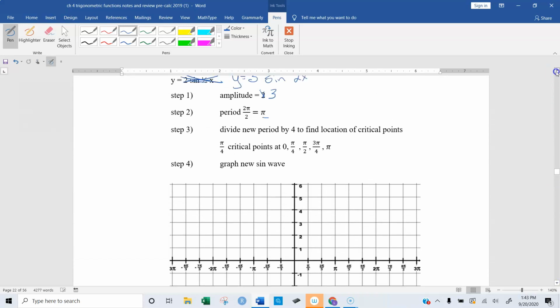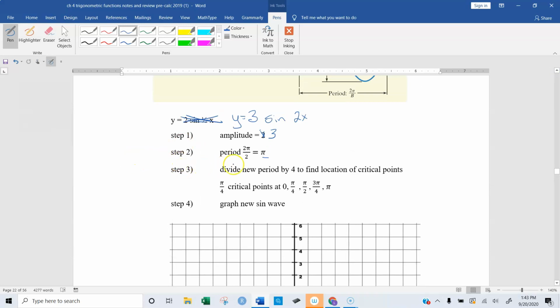Okay, where am I at? Here it goes. All right, so now we've got to find our new critical points. So our new critical points, if a wave is in pi, you take this number and you divide it by 4. So we get pi over 4.